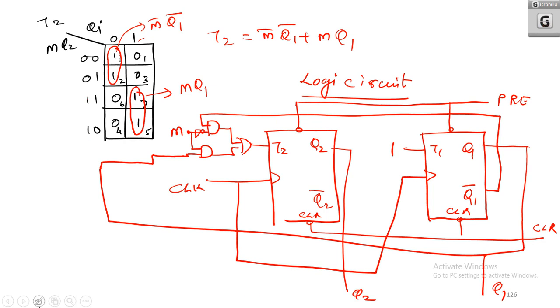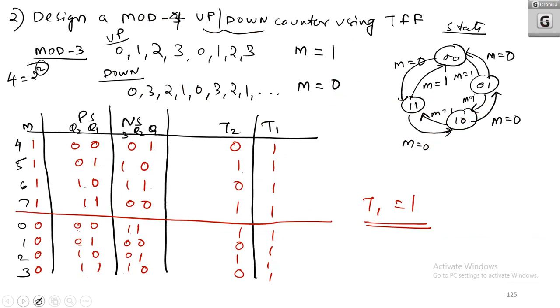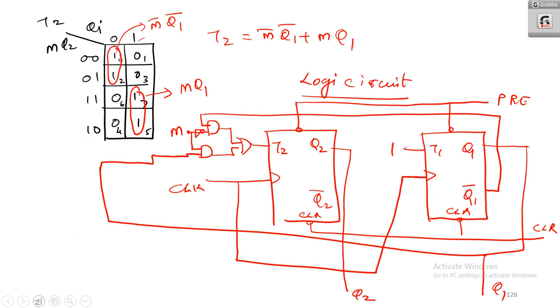That means when m is equal to 1, it acts as up counter, and when m is equal to 0, it acts as down counter. If you are drawing the timing diagram, you should go with the m is equal to 0 case and the m is equal to 1 case. Here I am not going to draw the timing diagram, because there are two cases: one for m is equal to 0, and another for m is equal to 1. And now I am stopping here after forming the logic circuit.